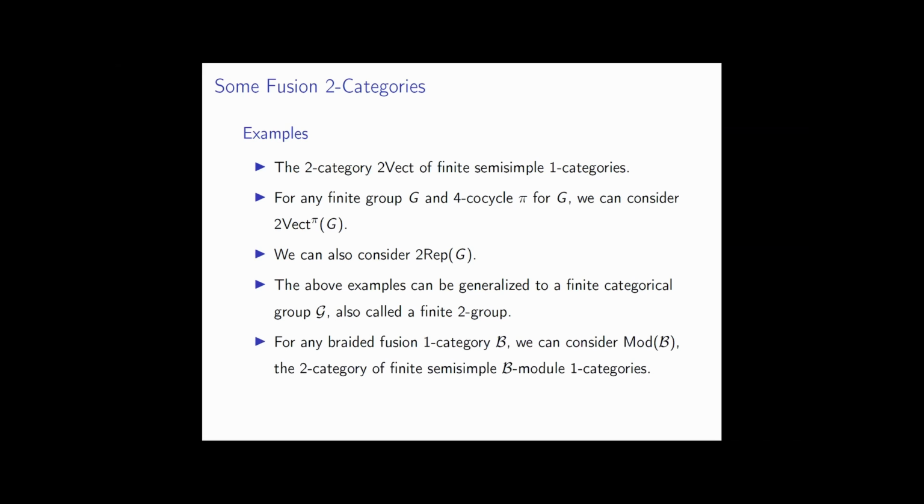And another class of fusion 2-categories that is fairly easy to describe is the ones that are associated with a braided fusion 1-category. Namely, if you give me a braided fusion 1-category B, I can look at this fusion 2-category Mod B of finite semi-simple B-module 1-categories, and it has a monoidal product thanks to the relative tensor product that Christoph talked about this morning. And here I'm really using the fact that B is braided. If B is not braided, this doesn't make sense.